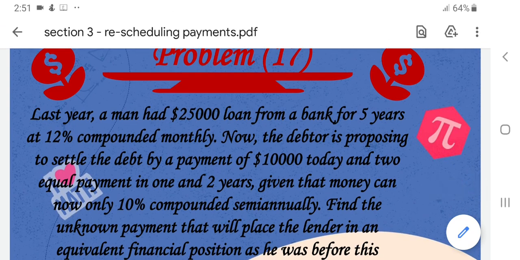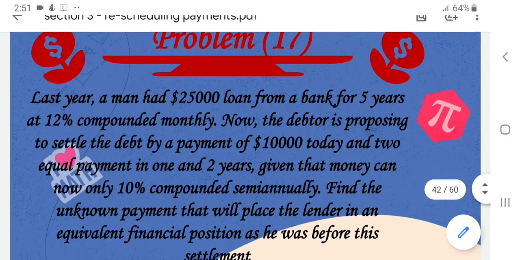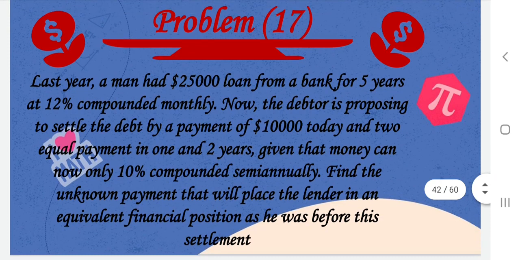Last year a man took a $25,000 loan from a bank for 5 years at 12% compounded monthly. Now the debtor is proposing to settle the debt by a payment of $10,000 today and two equal payments in 1 and 2 years. Given that money can now earn only 10% compounded semi-annually, find the unknown payment that will place the lender in an equivalent financial position as he was before this settlement.